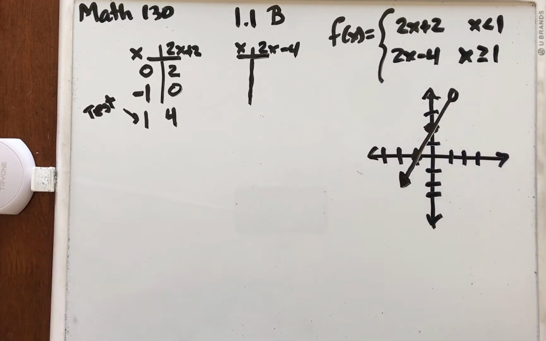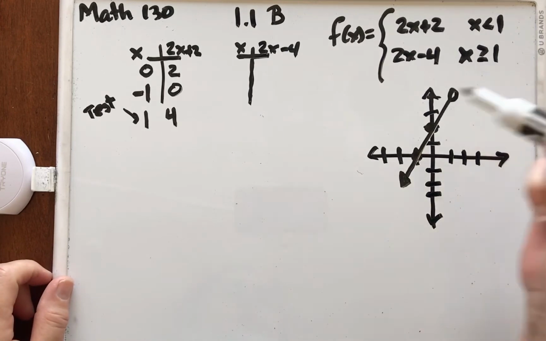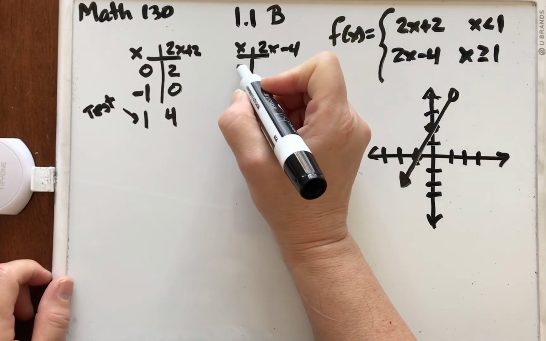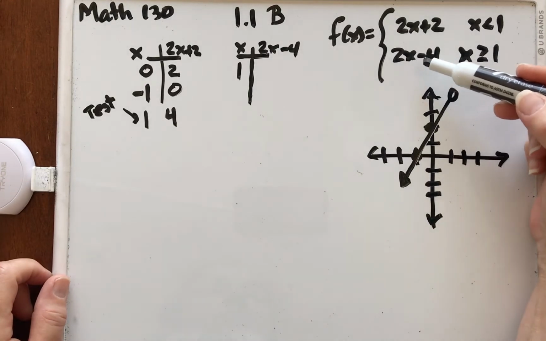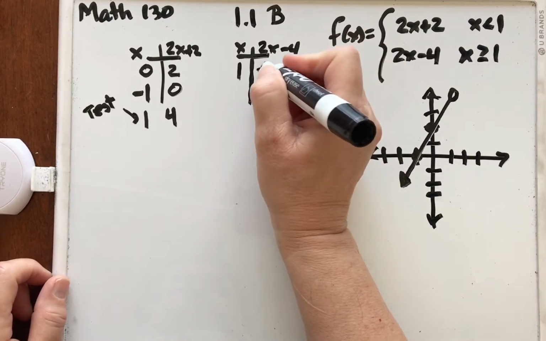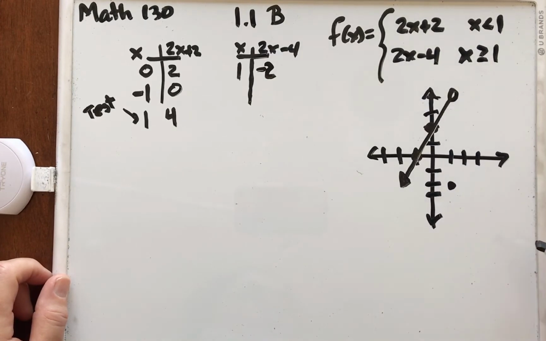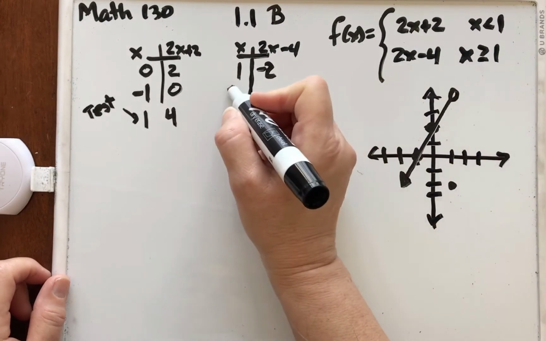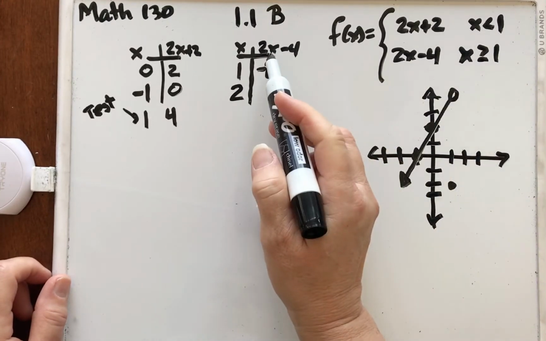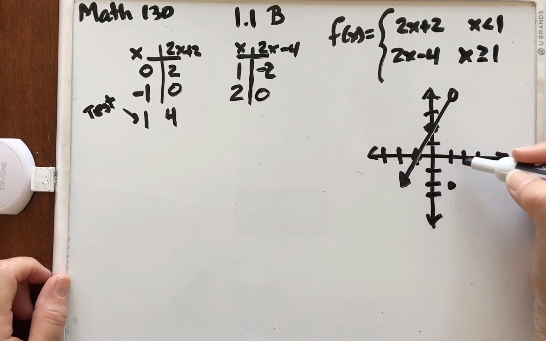Very good. Okay, let's do the next one. If x is greater than or equal to 1, well, in this case, it can equal 1. So we're going to put 1 in here. 2 minus 4 is negative 2. 1, negative 2. All right. Another number greater than or equal to 1 is 2. If we put a 2 in there, 2 times 2 is 4, minus 4 is 0. So 2, 0.